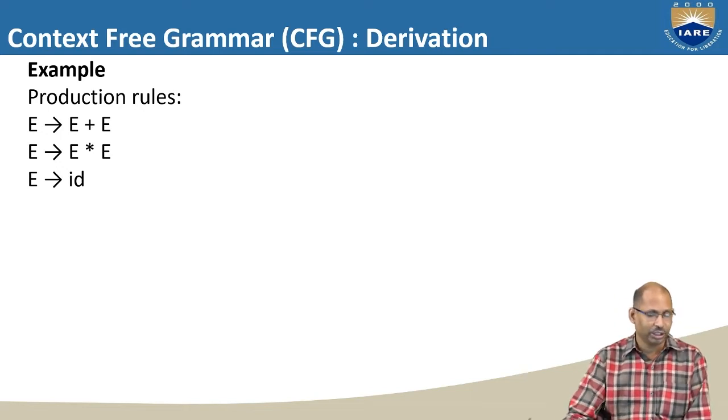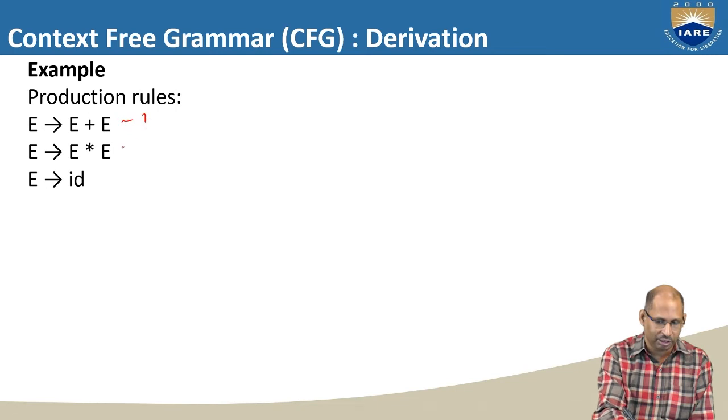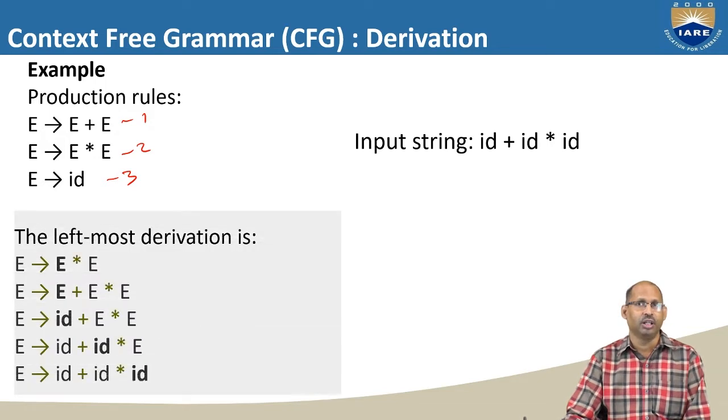Here, these are the production rules. E gives E plus E, E gives E into E, E gives ID. So this is 1, this is 2 and this is 3. We have 3 production rules, right? Our input string is ID plus ID into ID. We have to derive ID plus ID into ID. We'll see the leftmost derivation.